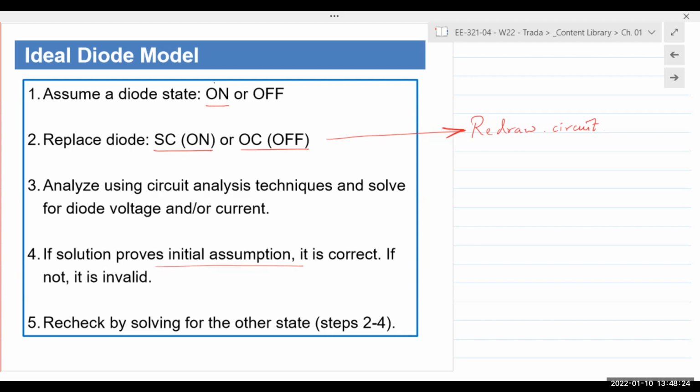Well, if you're working with current, then the current should have some positive value, right? So if a diode is forward bias, it's like a short circuit, so current should be flowing through that circuit. If we don't get a positive value, or if we get 0, then that assumption would be incorrect. And if it's off, then we would assume that current should be equal to 0. But if we get a positive number or even a negative number, then that assumption would be incorrect, because if it's off, it's an open circuit, and no current should be flowing through there.